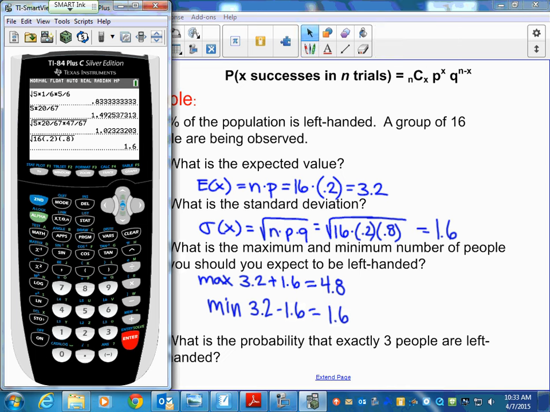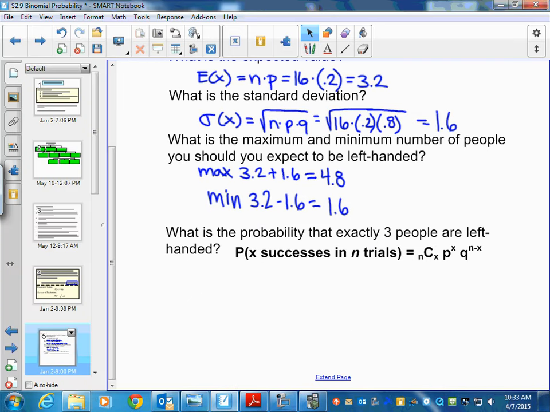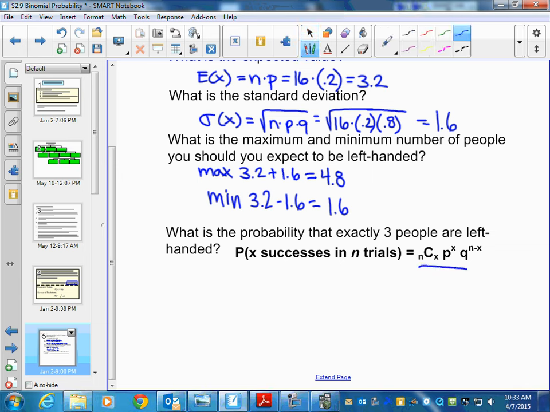So this is the new part that we're just discussing right now for the first time. It says, what is the probability that exactly 3 people are left-handed? So far, in all the things that we've calculated probability, we always had to divide by something. And in this case, you won't have to, which is kind of nice. To set this up, the total number of trials is 16. And the number of successes we want is 3. It gives it to us in this problem, right there.